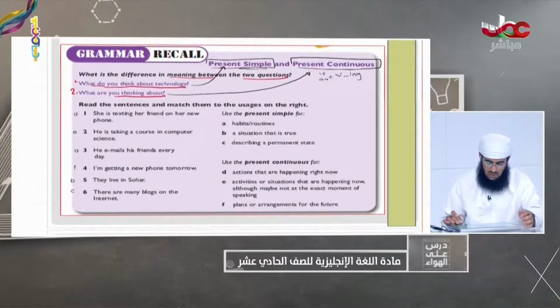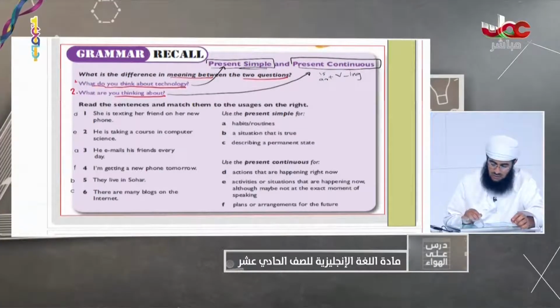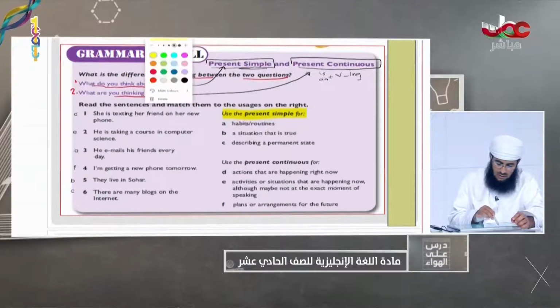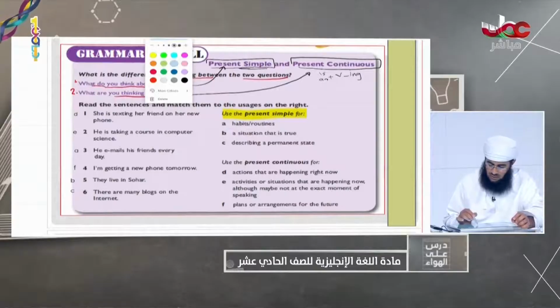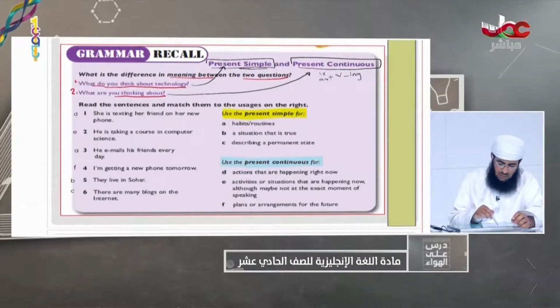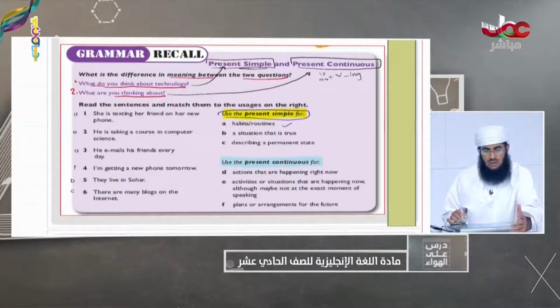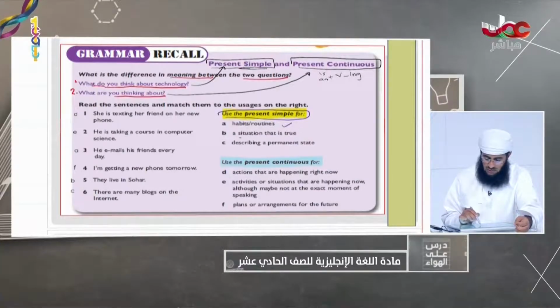But now, let's move on to more details. Look at the sentences on the left side, where we have the use of the present simple, and here we have the use of the present continuous. So when do I use them? Let's discover it. The first one is using the present simple for habits or routines. What does habit mean? A habit means that I usually do it. Routines mean that it is a part of my life, I do it every day. So here I use present simple. And then we have a situation that is true.